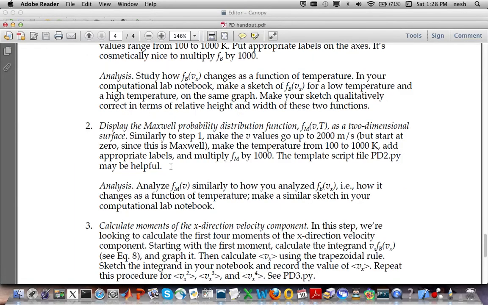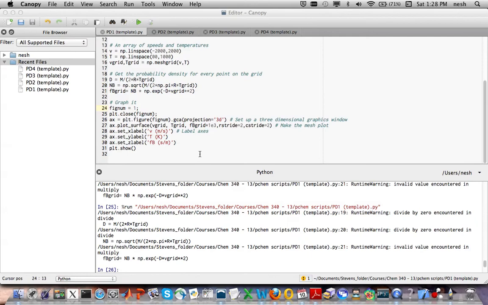And now what are we going to do on part 2? Display the Maxwell probability distribution. So now we're dealing with FM. Now we want to go from 0 to 2,000 meters per second, because the speed is a positive number, with temperature in the same range. And let's see if I can figure out what to do here.